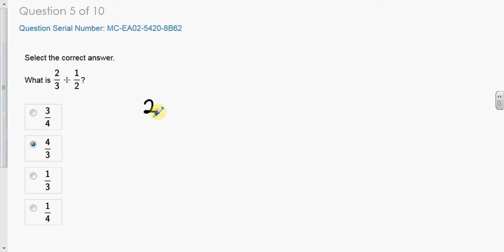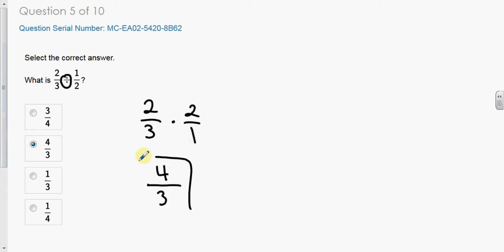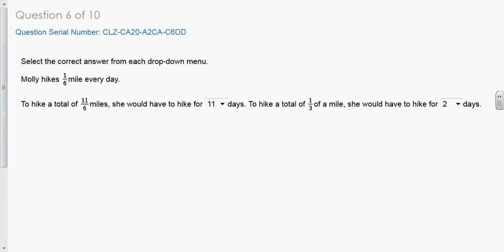Okay, we're going to divide. This is 2/3. Convert that division sign to multiplication by flipping the second fraction. So you just multiply. 2 times 2 is 4. 3 times 1 is 3. And that's it. The answer shouldn't be there. I do apologize for that.